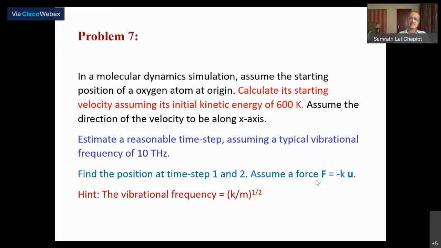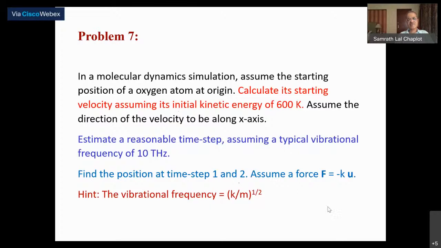I would suggest you finally get numbers in angstroms for distance and picoseconds, or femtoseconds if you like, for time, because distance and time are two quantities that you have to get right. And then the problem is the following: find the position after steps 1 and 2. Initially the position is 0, 0, 0. After one time step, what is the new position of the atom? And after two time steps, what is the new position of the atom? That's all you have to do.